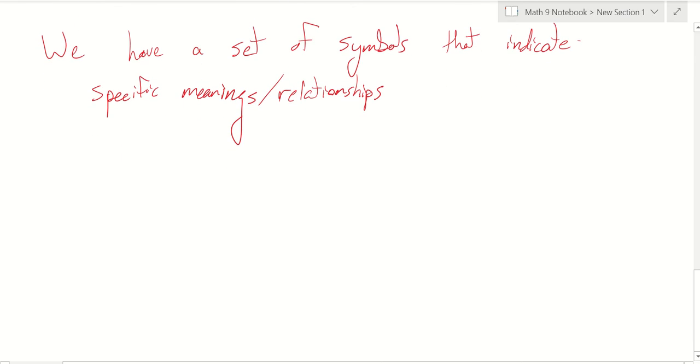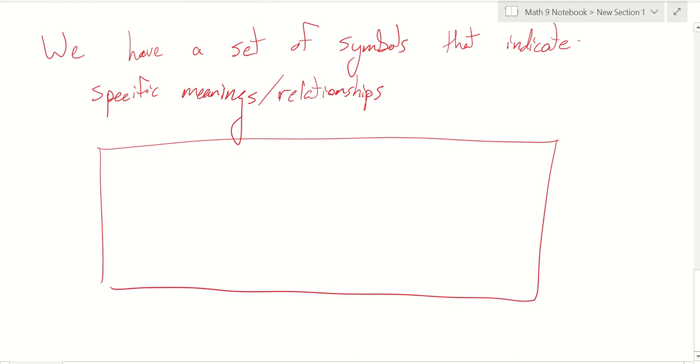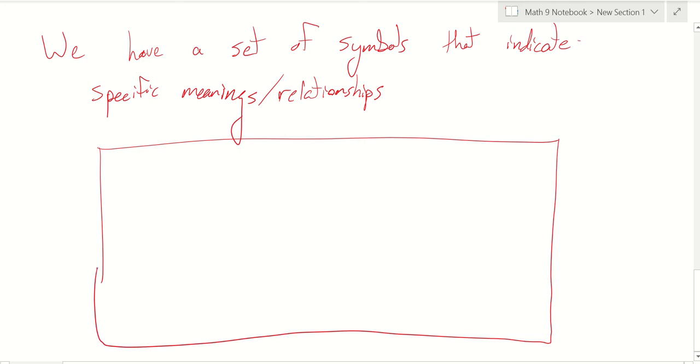So I'm sure there is some sort of function in OneNote that allows me to make a nice grid. But let's just freehand this. So I'll have a set of symbols in this column. I'll have a set of meanings in this column. And I will have a set of examples of using each of those symbols in this column.